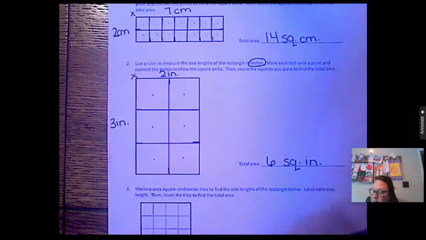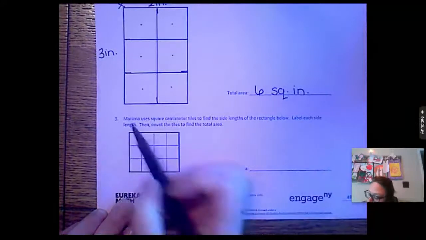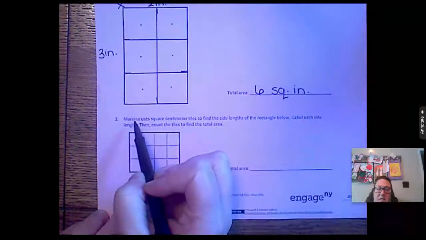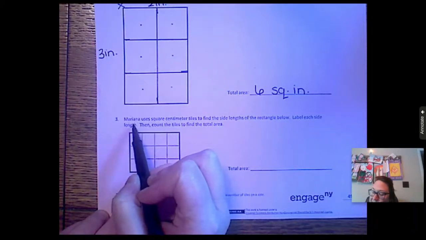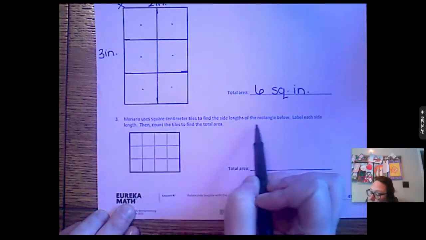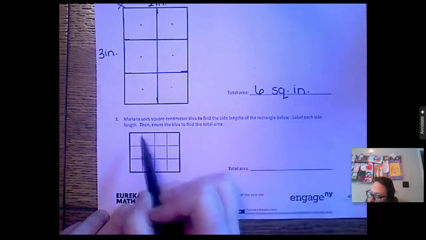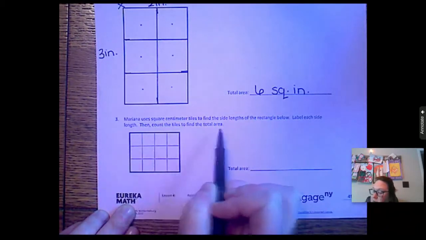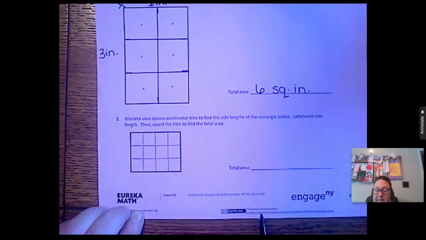Okay, let's look at number 3. All right, Mariana. Will you put your finger or your pencil on Mariana? Okay, or Mariana, either way. Okay, read it with me, please. Mariana uses square centimeter tiles to find the side lengths of the square of the rectangle below. Label each side length, then count the tiles to find the total area. All right, so we just want to label our side lengths, and then we're going to find the area.